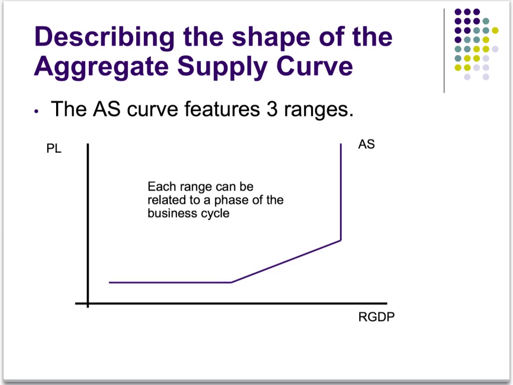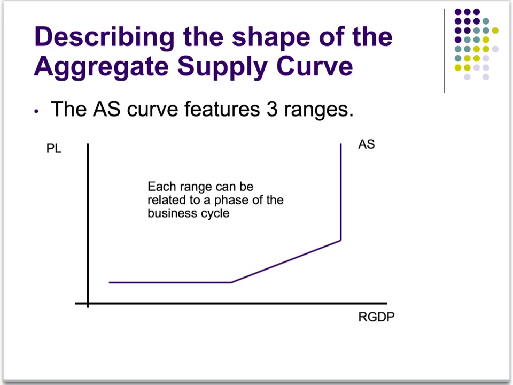Take some time and look at the graph now and see if you can determine what phase of the business cycle each phase of the aggregate supply curve is, or see if you can walk through in your head the relationship at each phase between price level and output, or quantity, or real GDP.